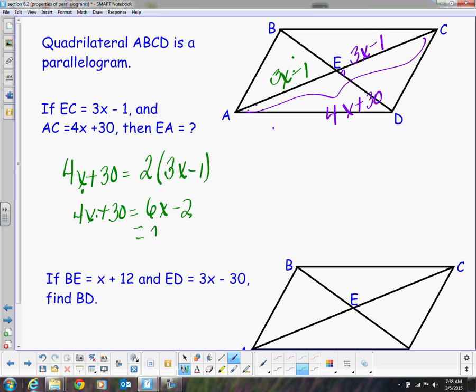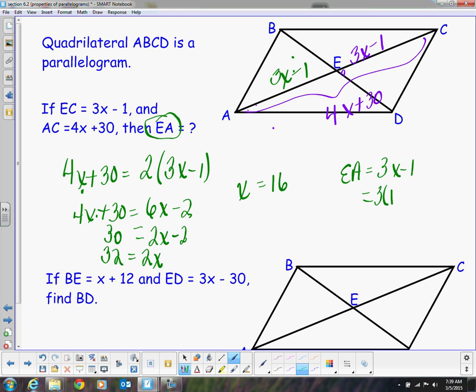Subtract 4x, and we're going to get 2x minus 2. And then what are we going to do? Add 2, and we'll get 32 equals 2x. What is x? 16. Did I ask for x? What did I ask for? How do I get EA? EA is 3x minus 1. What is my x? 3 times 16 minus 1 is 47. What do you think I like the best? It's my favorite. And you are getting good equation solvers.